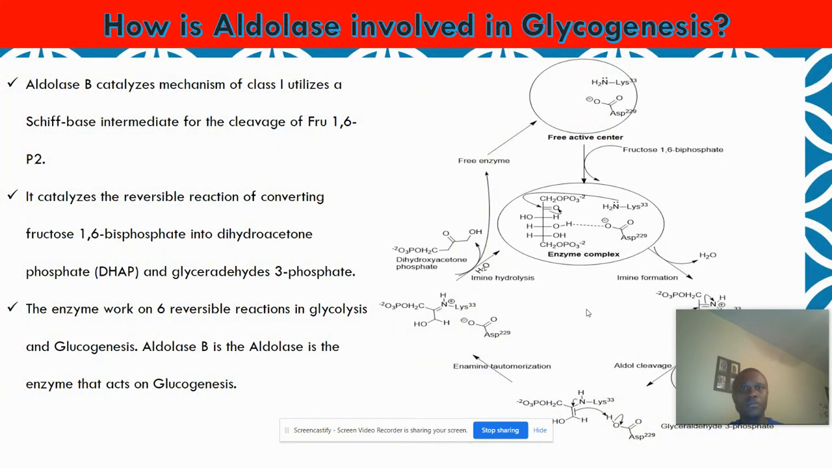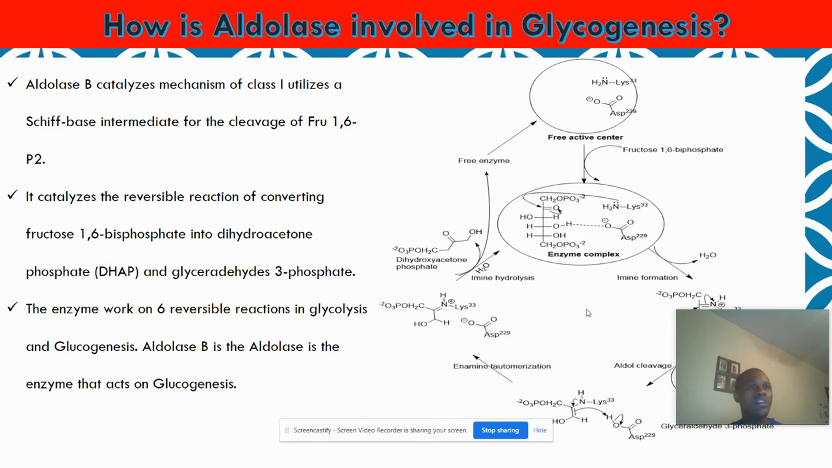Now, again, we just looked at how aldolase was involved in glycolysis. Now, look at how it is involved in gluconeogenesis. So, aldolase B is the enzyme that expresses itself more in the liver. And so, remember that glycogenesis takes place in the liver because it is in the liver that glucose is converted into glycogen.